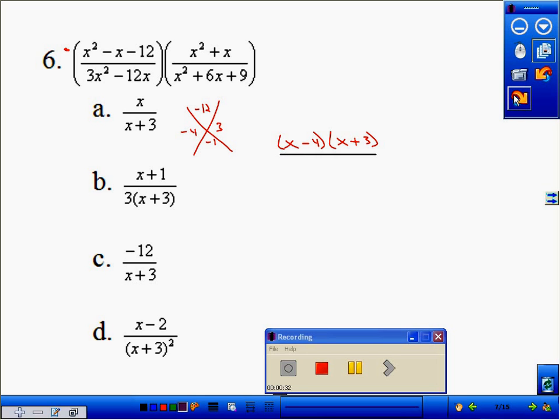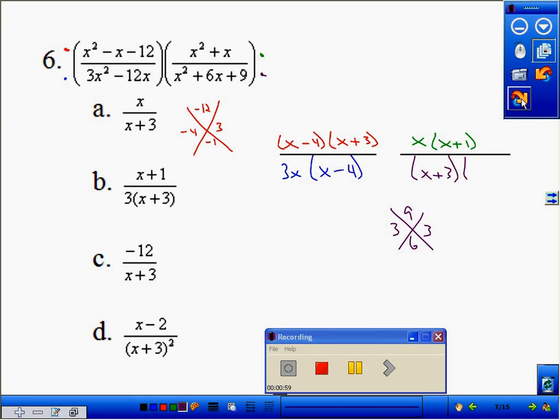In the bottom left piece, we can take a 3x out, and so we're left with x minus 4. In the top right, we take an x out, we're left with x plus 1. And in the bottom right, we use the magic x again, and the two numbers that multiply to get 9 and add to get 6 are 3 and 3, so we have x plus 3 times x plus 3.